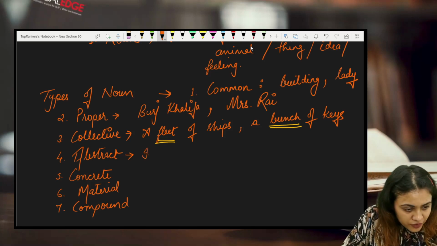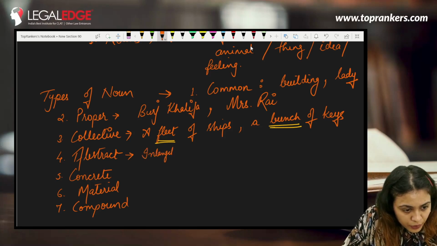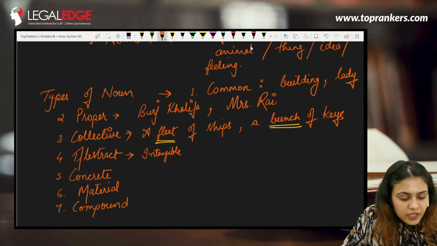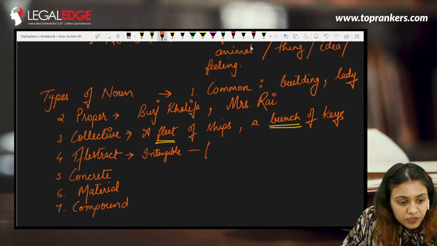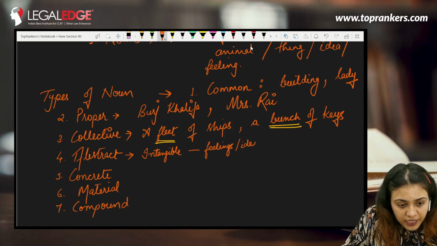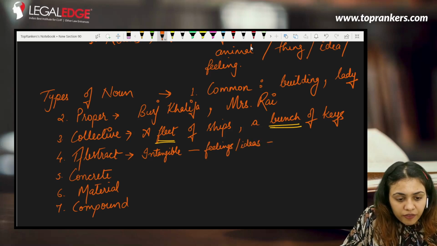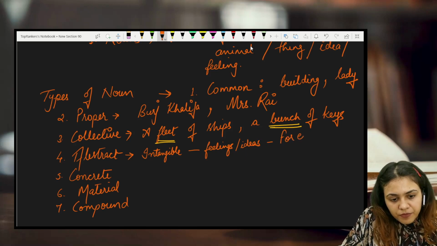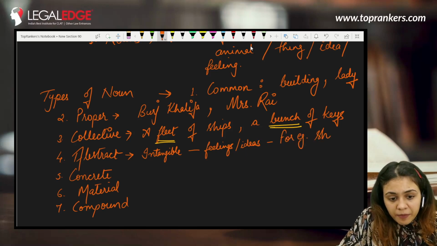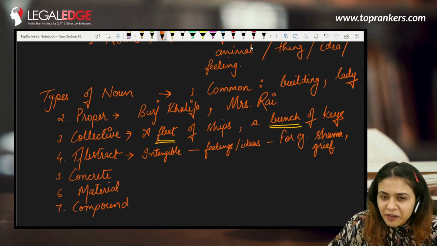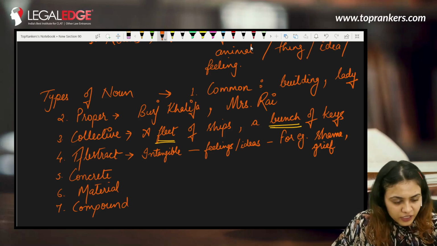So it is first of all intangible. You cannot touch it. And second, it talks about feelings, ideas, emotions, etc. For example, shame. For example, grief. Now, all of these things can be felt, but cannot be touched, right?